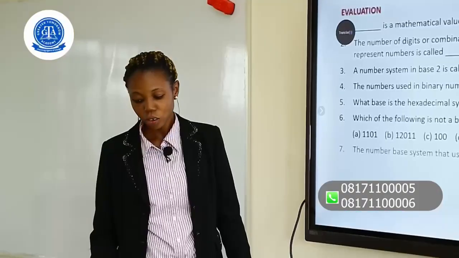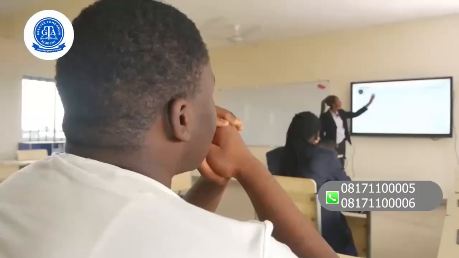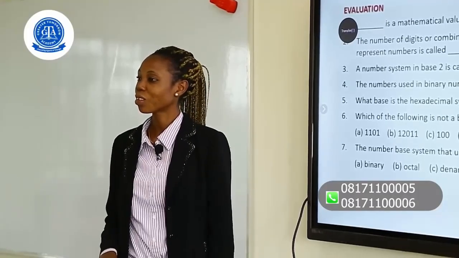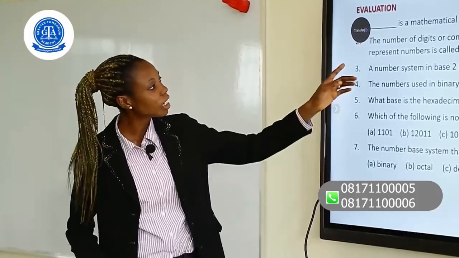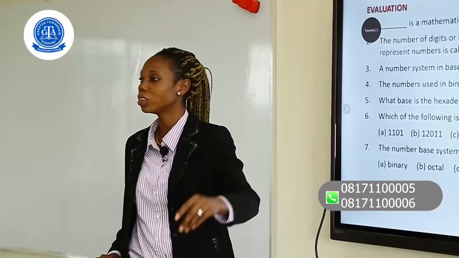Examples. So let's look at this evaluation question. First of all, dash is a mathematical value used for counting or measuring or labeling objects. Yes? Yes, Osasu. A number. Is she correct? Okay. The next one. The number of digits or combination of digits that a system of counting uses to represent number is called... Yes, Ivy. What's the answer? Number system.